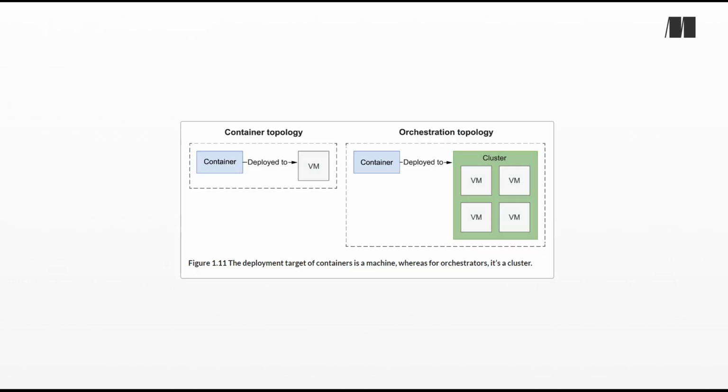With the new perspective offered by CaaS solutions, the deployment target will not be a machine anymore, but rather a cluster of machines. CaaS platforms, such as those based on Kubernetes, provide many features to address all the significant concerns we look for in a cloud-native environment, orchestrating containers across machines. The two different topologies are shown in Figure 1.11. Figure 1.11. The deployment target of containers is a machine, whereas for orchestrators, it's a cluster.